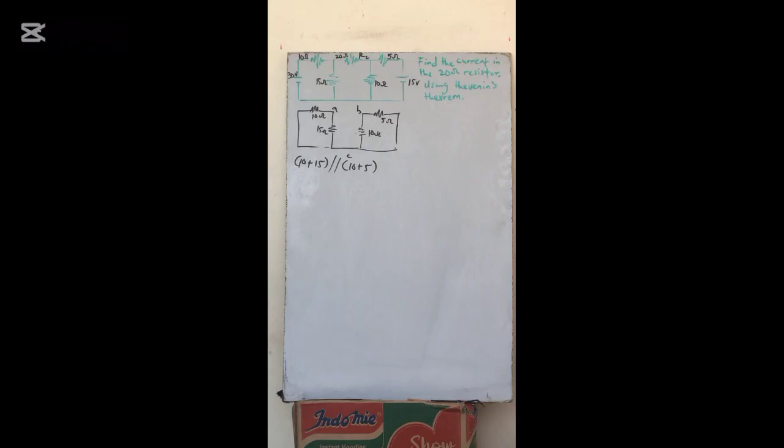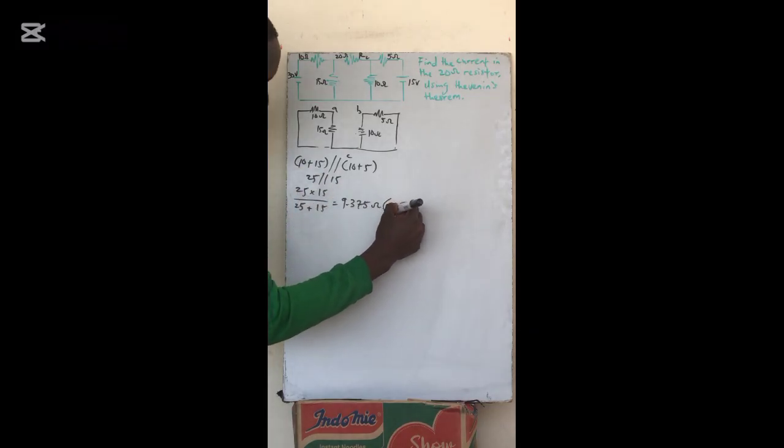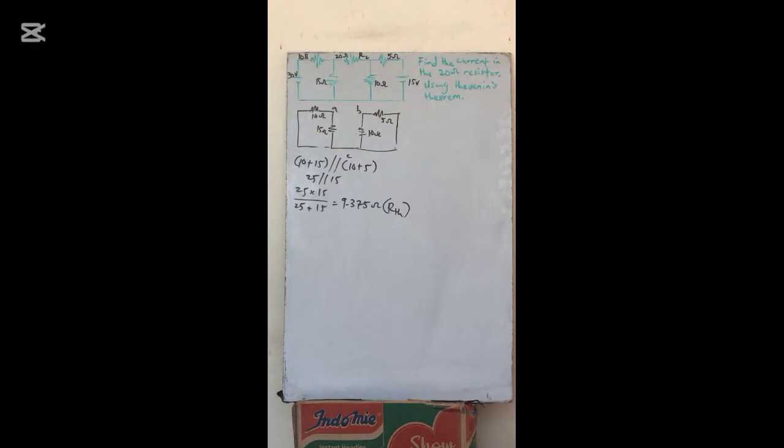You get that, right? So 10 plus 15 is 25 in parallel with 15. So we can just do 25 multiplied by 15 over 25 plus 15. Let's calculate that. We're going to have 9.375 ohms resistance. So that is the R Thevenin, the Thevenin resistance.